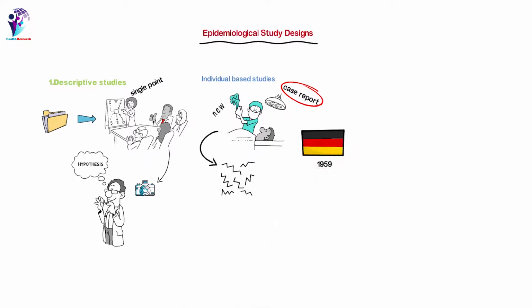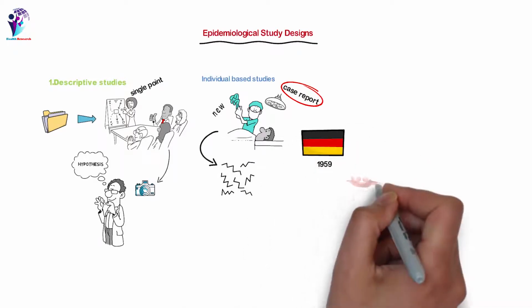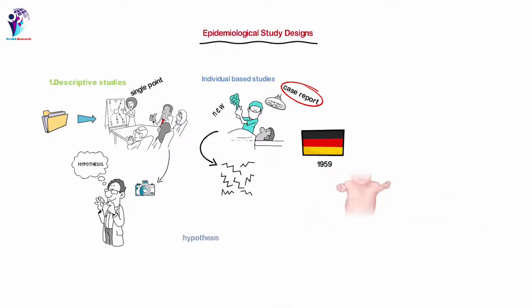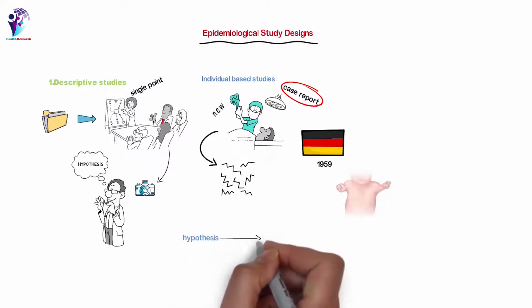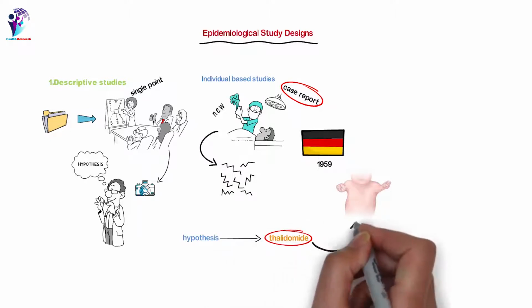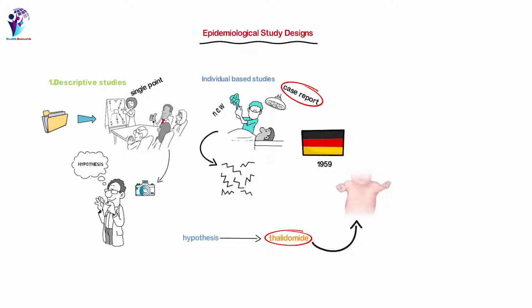Example of a case report: in Germany in 1959, a single case was reported of congenital malformation affecting the limbs and digits of the population. As a result, a hypothesis was developed at the time that thalidomide, which is a sleeping pill, is responsible for the development of congenital abnormalities.